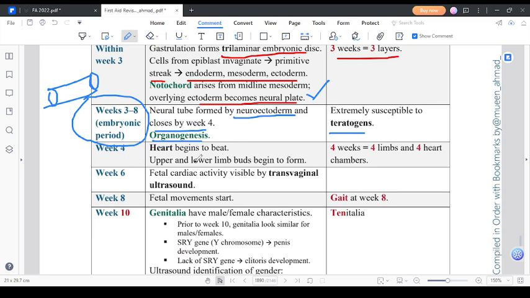So the heart begins to beat in week 4. Upper and lower extremity limb buds begin to form. 4 weeks, 4 limbs and 4 heart chambers. In week 6, fetal cardiac activity is visible by transvaginal ultrasound. In week 8, fetal movement starts, gait at week 8.